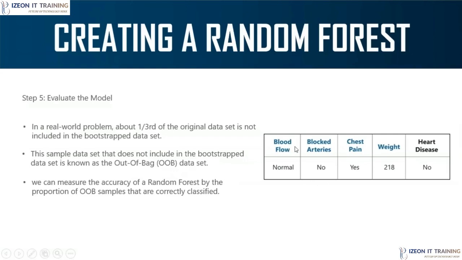So eventually you can measure the accuracy of a random forest by the proportion of out of bag samples that are correctly classified, right? Because the out of bag data set is used to evaluate the efficiency of your model. So you can calculate the accuracy by understanding how many samples this out of bag data set was correctly able to classify. So guys, that was an explanation about how random forest works.